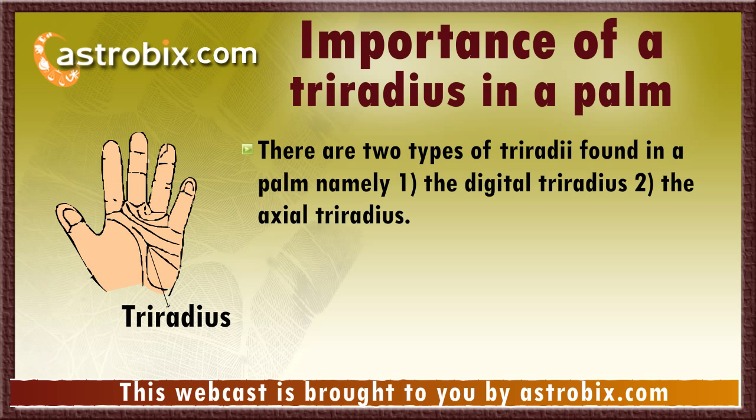There are two types of triradii found in the palm, namely the digital triradius and the axial triradius. The triradii found at the base of each digit are also known as digital triradius. The bearers of this kind of triradius have an inability to cope with their adversities and enjoy life. They are always aware of the dark side of life.